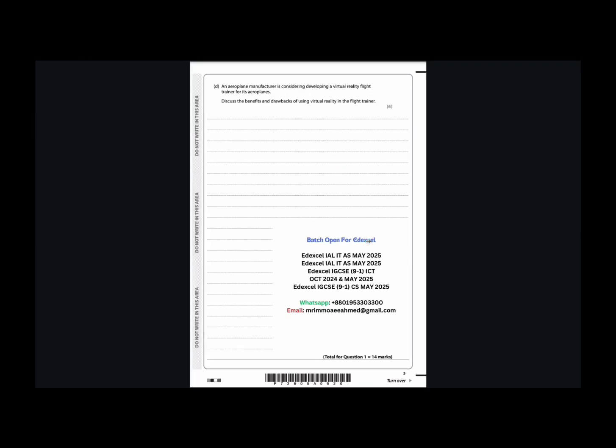D: An aeroplane manufacturer is considering developing a virtual reality flight trainer for its aeroplanes. Discuss the benefits and drawbacks of using virtual reality in the flight trainer. So we have to think about what can be the advantage and what can be the disadvantage of using virtual reality when they're training with their flight trainer, right?